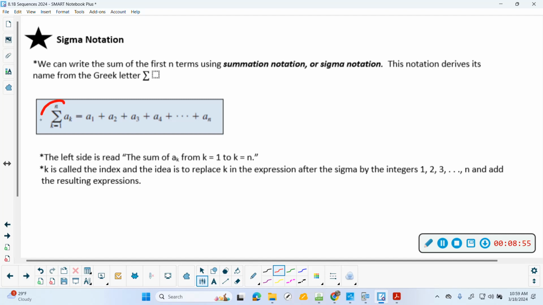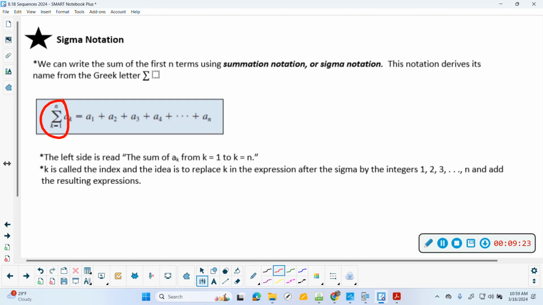So you're going to see this sigma. It looks like a big capital E, the Greek letter sigma. When I see that, that's my signal that I have to add up the terms. The bottom number tells you where to start, like on some of the previous problems where I said start at 0, start at 1. The top number, the upper limit, tells you where to stop. And then of course you add them together.